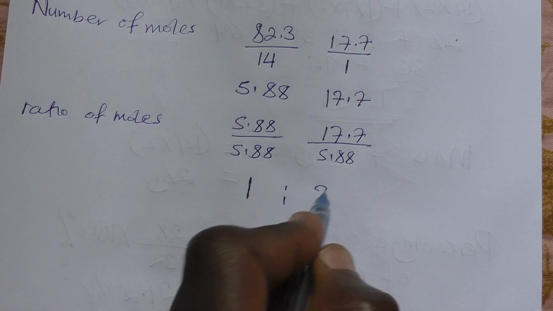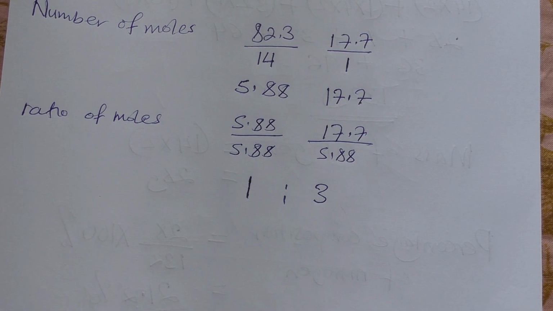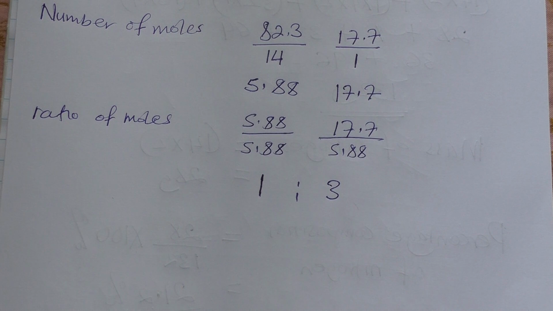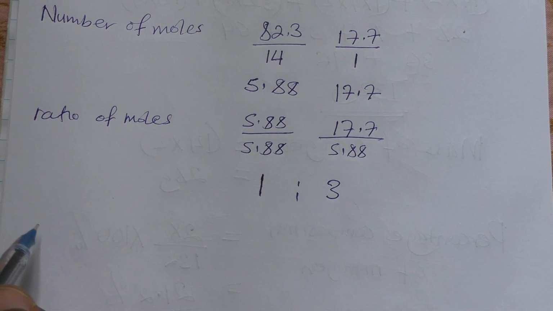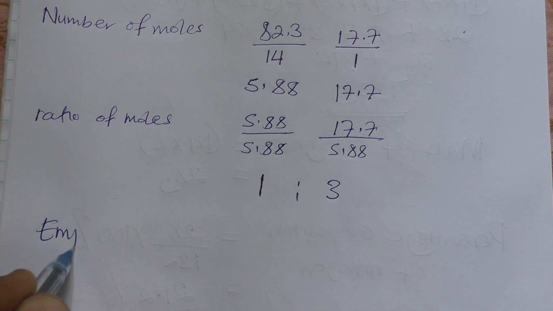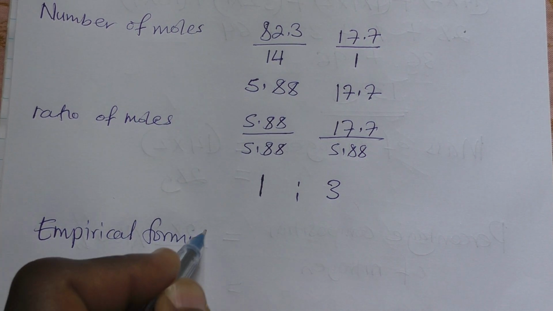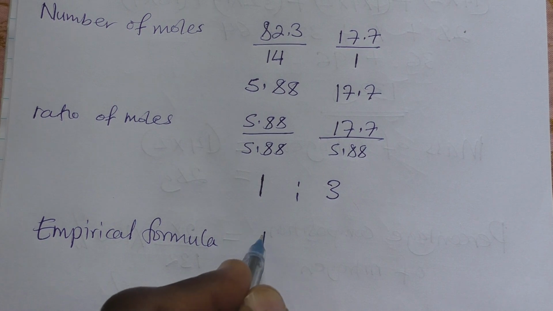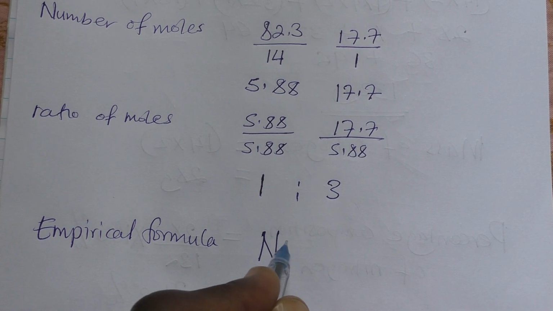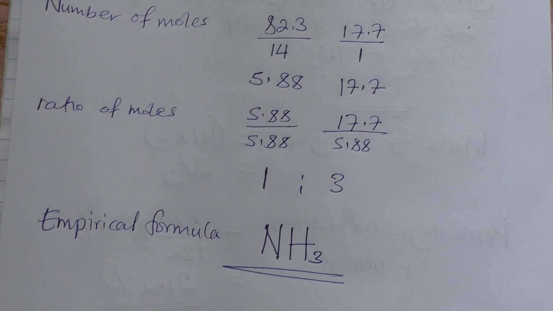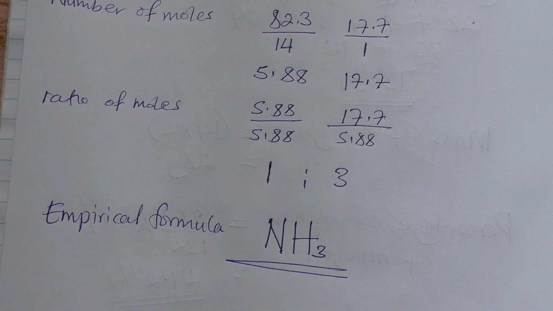That gives us 3. So that means that the ratio of nitrogen to hydrogen in that particular compound is 1 to 3, and therefore the empirical formula will be nitrogen is 1, hydrogen is 3. So that is how we shall write the empirical formula.